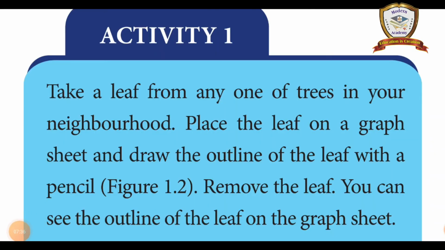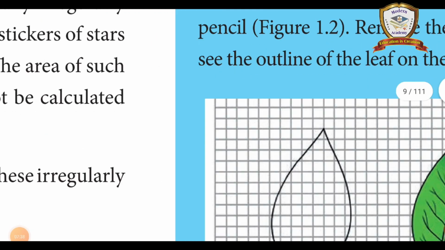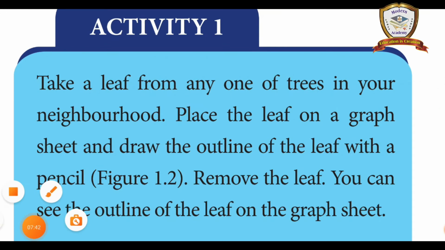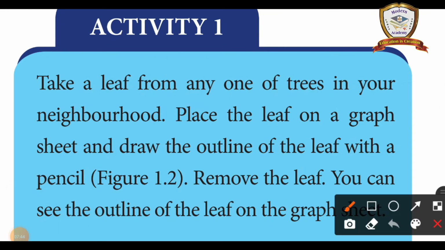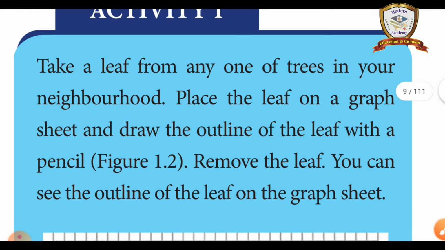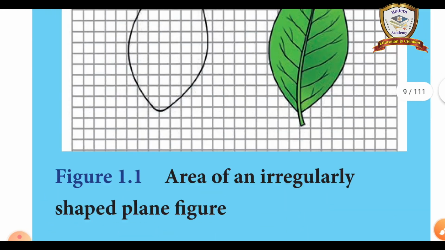Activity 1, listen carefully. Take a leaf from any one of the trees in your neighborhood, place the leaf on a graph sheet and draw the outline of the leaf with a pencil. Remove the leaf, you can see the outline of the leaf on the graph sheet. Like this.